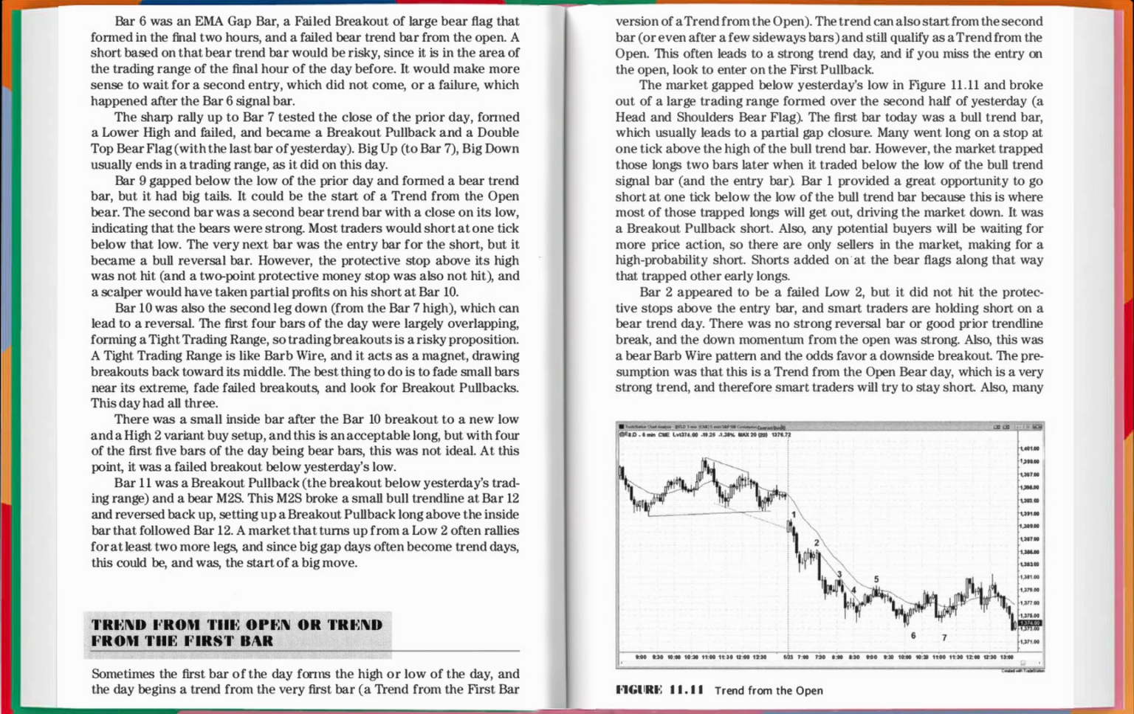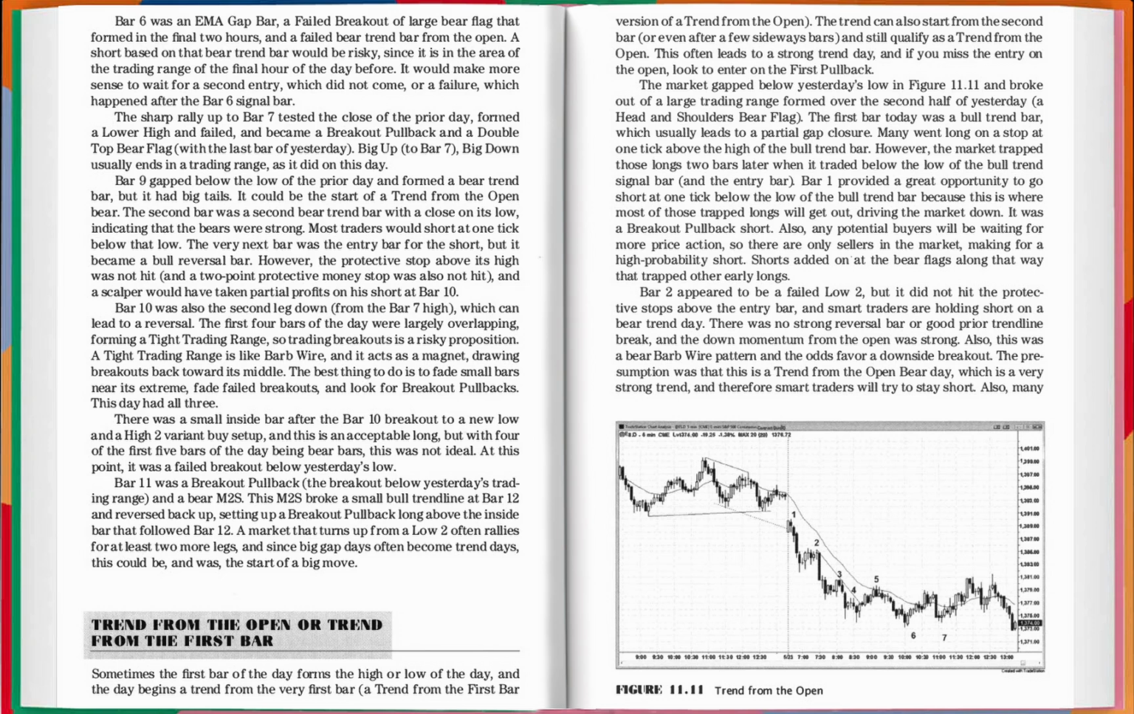Trend from the open or trend from the first bar. Sometimes the first bar of the day forms the high or low of the day, and the day begins a trend from the very first bar, a trend from the first bar version of a trend from the open. The trend can also start from the second bar, or even after a few sideways bars, and still qualify as a trend from the open. This often leads to a strong trend day, and if you miss the entry on the open, look to enter on the first pullback.